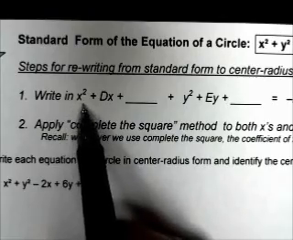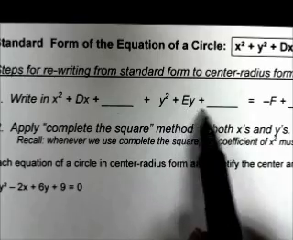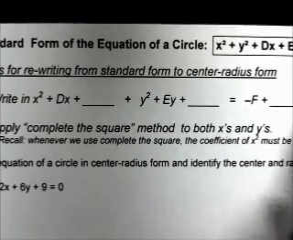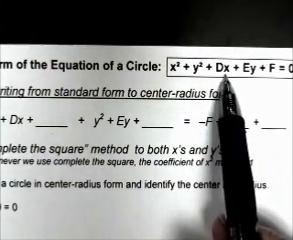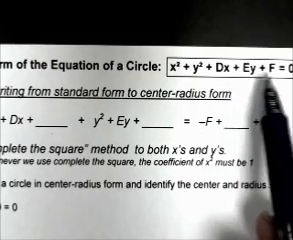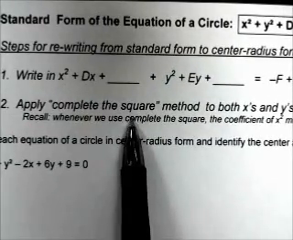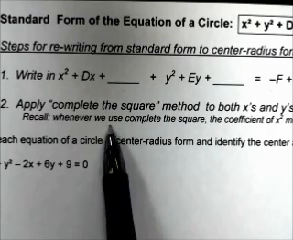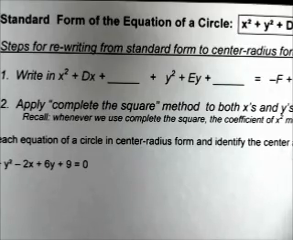You're going to write x squared plus dx plus blank, plus y squared plus ey plus blank, equals negative f plus blank plus blank. Right? What does that all mean? Well, dx was only your x term, ey was only your y term, and f was your constant. So really what we're doing is we're applying the complete the square method to both x's and y's. Recall, whenever we use complete the square, the coefficient of x squared must be 1. All right, so here we go.